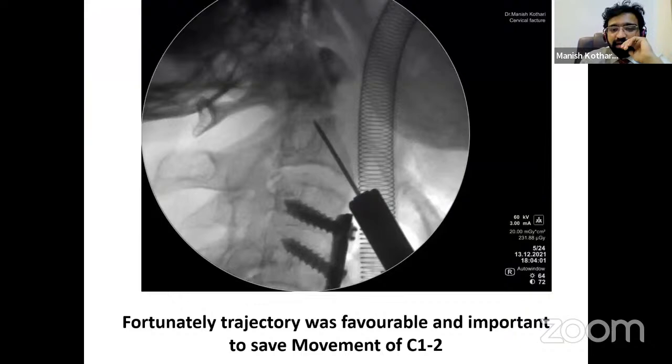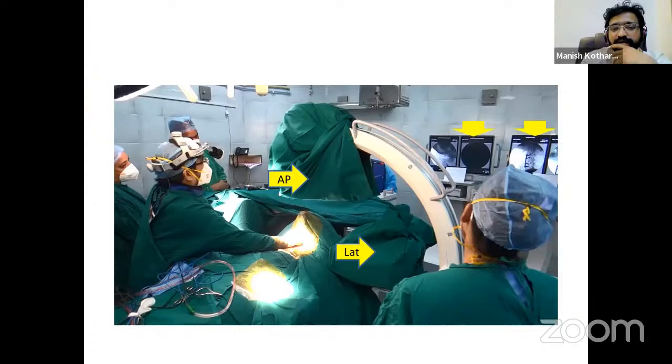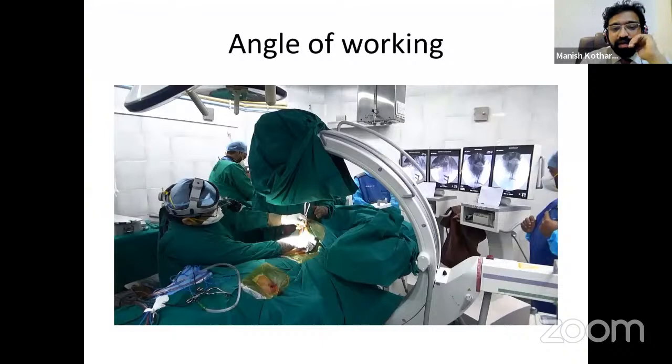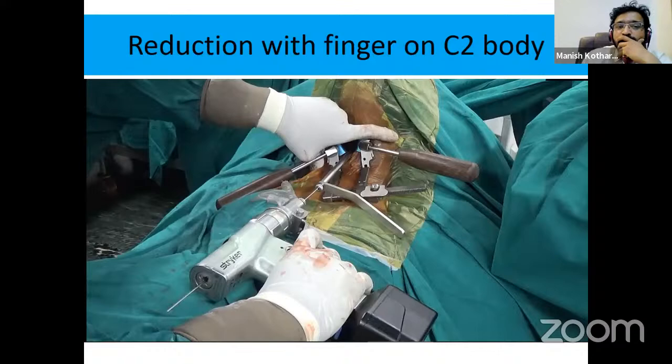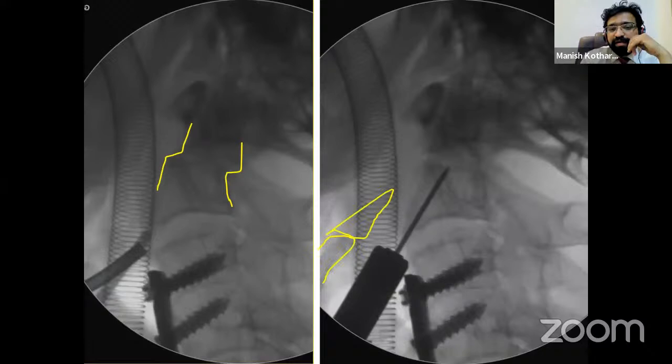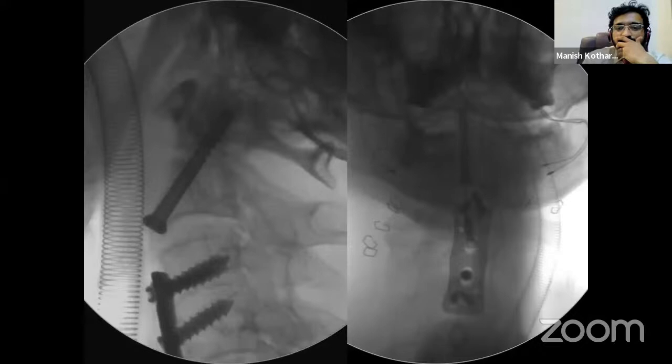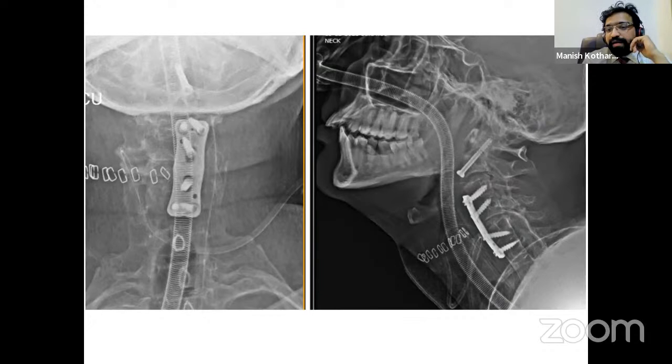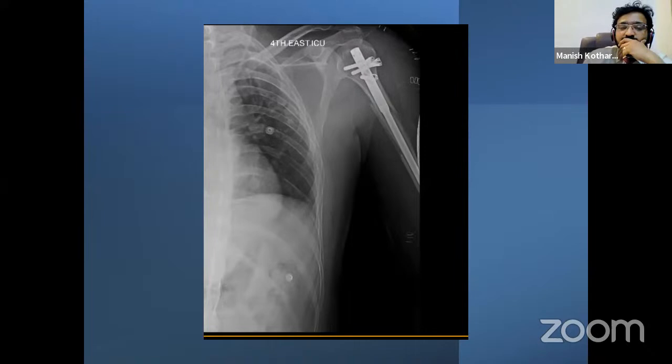Fortunately the trajectory was good, and I was ready. We did an anterior approach. The angle of working was very difficult. I had to really bend down and work. The drill is almost parallel to the chest. The C2 was not fully reduced. There was some step, so I used my finger, as you can see, to push the body of C2 down and get reduction, and then passed the screw. That was the final construct of the cervical spine. I had planned for a posterior cervical fixation, but finances were a major concern. He underwent a humerus nailing also in the same sitting.